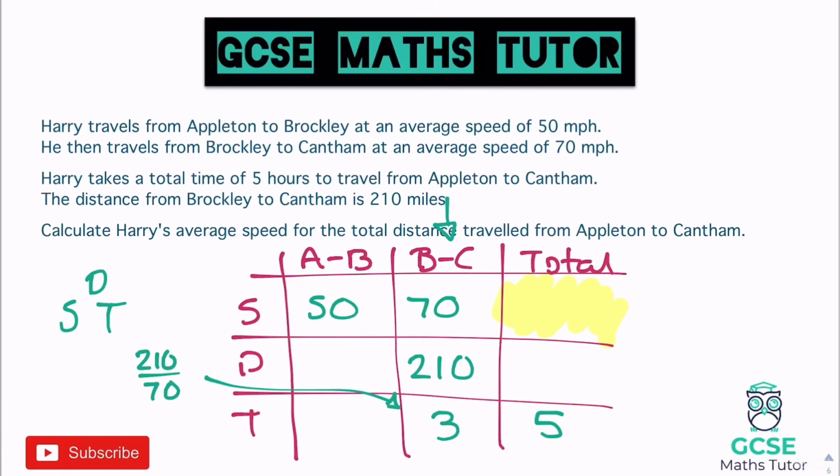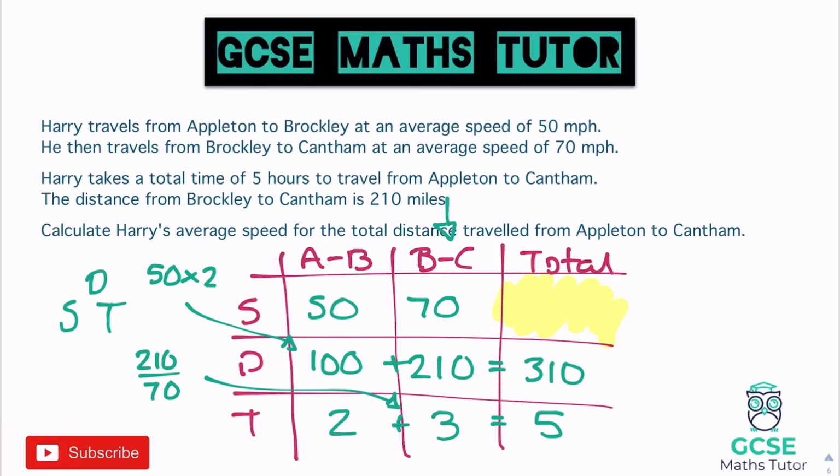Now we can work backwards because we know that these two journeys have to add together to make 5. So the other part of the journey, if we do 5 take away 3, tells us that this first part of the journey must have been 2 hours. And now we've got that, we can work out the distance of that journey. Distance is speed times time. So this one here, speed is 50 and the time is 2, so that must have been 100 miles. There we go, and now we can get our total distance for that journey. So we've got 100 plus 210, and that equals 310.